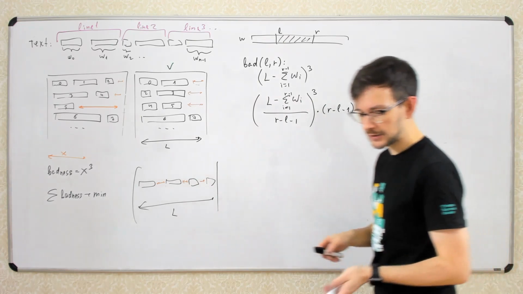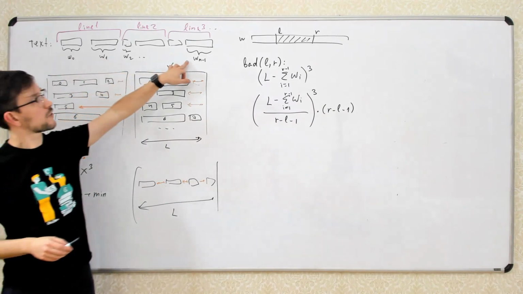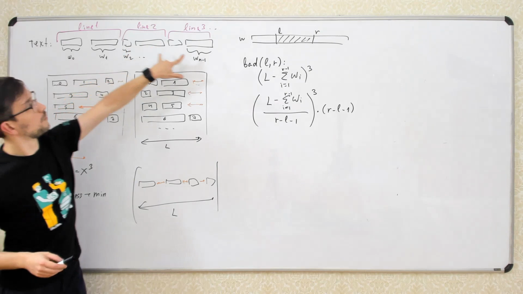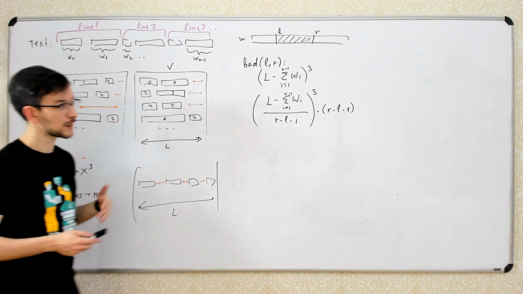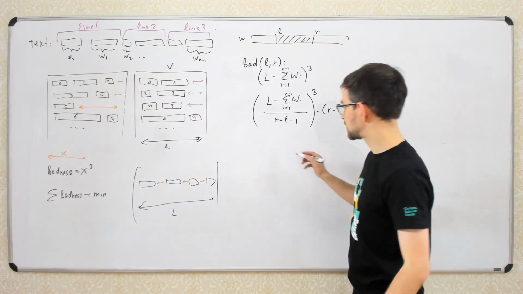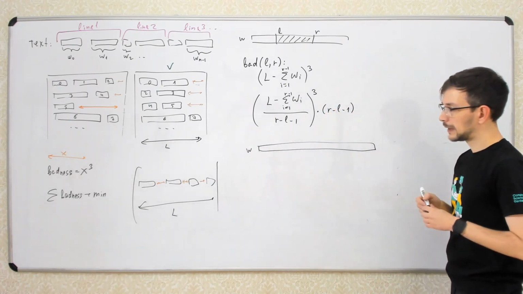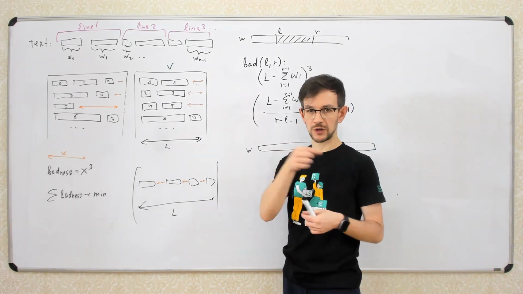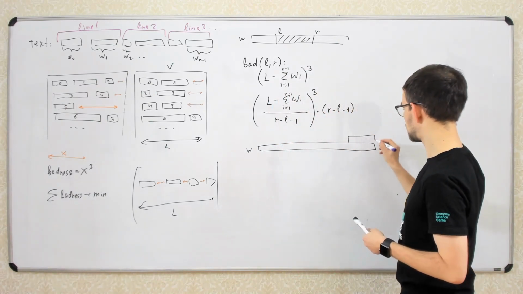Now let's solve the initial problem. We need to split our array of words into segments such that the sum of badnesses produced by each segment is minimal possible. So we need to minimize this sum. How can we do it using dynamic programming? It's pretty simple. We have this array W. Let's look at the last segment. Let's decide which words we will put on the last line of the text. So we have this last line.